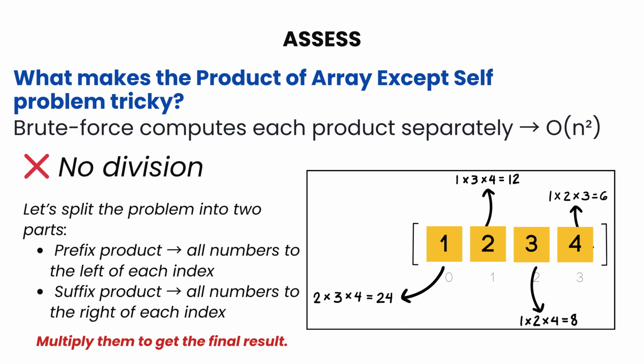Let's assess our options. A brute force approach would calculate the product for each index separately, O(n squared) time. Not efficient. Using division would make it O(n), but the problem says no division. So how do we do it? The trick is to use prefix products and suffix products. Prefix: product of all numbers to the left of each index. Suffix: product of all numbers to the right of each index. By multiplying the prefix and suffix at each index, we get our answer without ever dividing or missing a value.